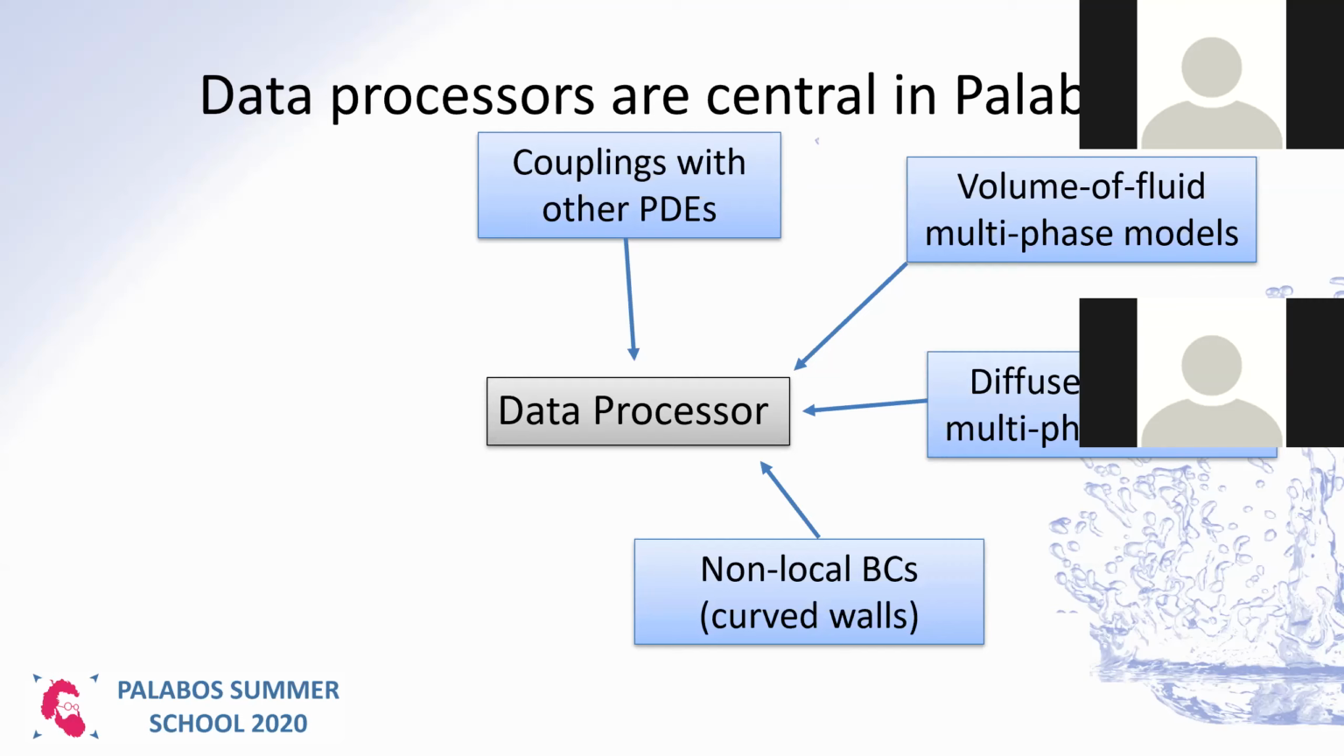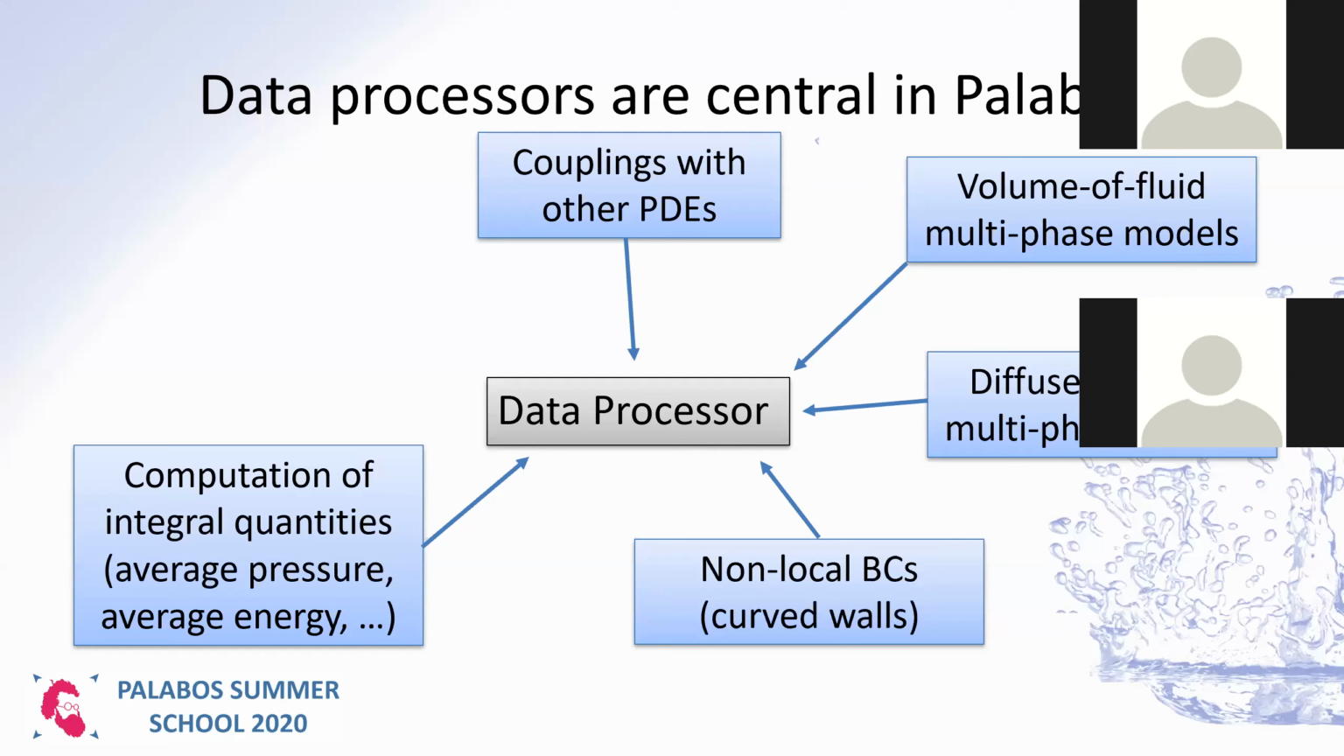You are going to use them to implement non-local boundary conditions as the ones Francesco introduced yesterday afternoon. They are used to compute integral quantities. If you have a simulation and want to sum or compute the average of a quantity like the pressure or the energy over the full domain, this is obviously a non-local operation. From a computing standpoint, you talk about reductions. Well, data processors do that for you too.